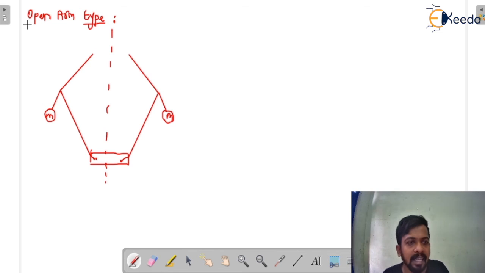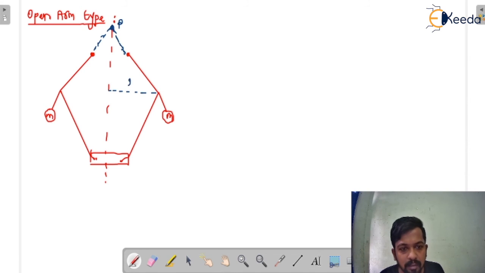Now see here, open arm type means you can see this is the arm which is going to be open. They are not closed to each other, they are open arm. But if you extend this line, there will be a pivot point. This is basically from a numerical point of view. You need to understand what the pivot point is.